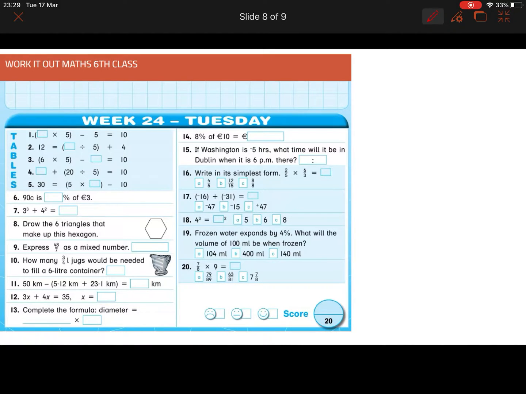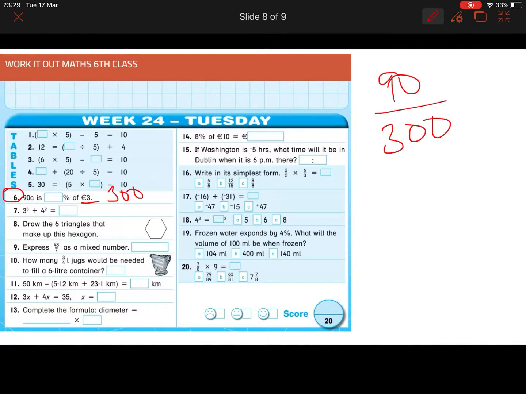We're going to very quickly go over some of the problems that you may come across when you're doing this homework tonight. The first one that's jumping out at me is number 6. So 90% or 90 cent is what percentage of €3? We need to change that €3 into cent. So we get 90 over 300. Simplify and then you'll be able to work out the percentages.